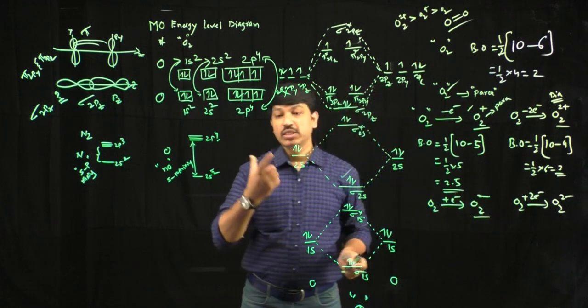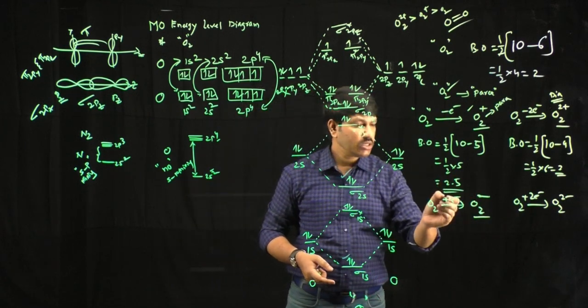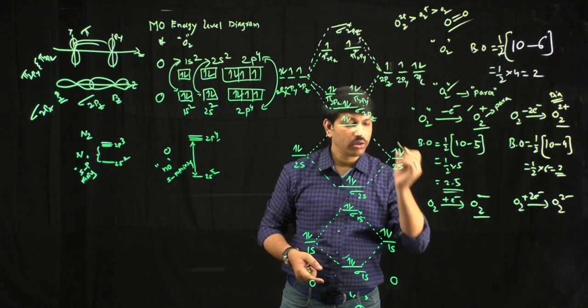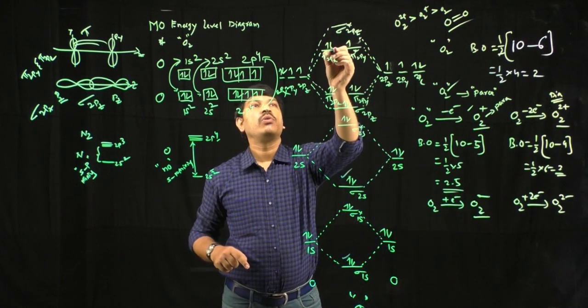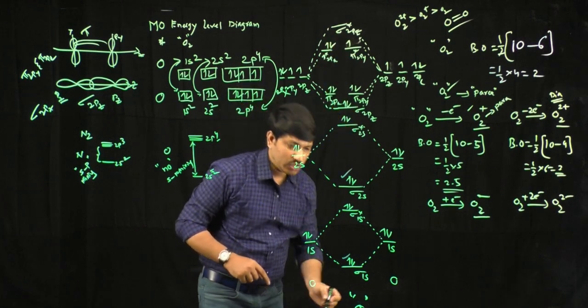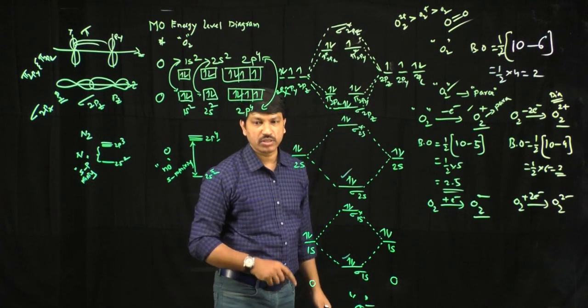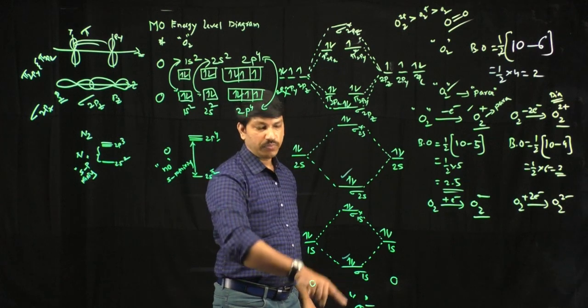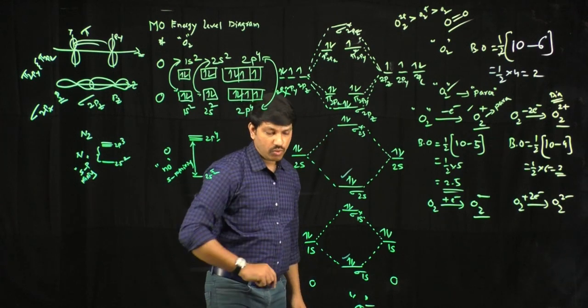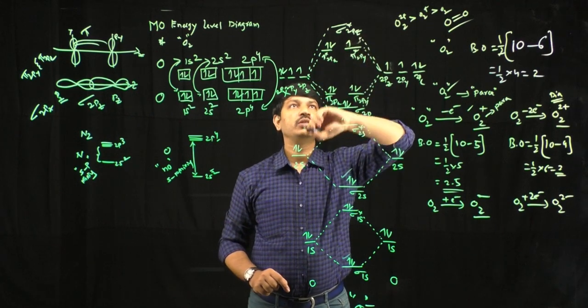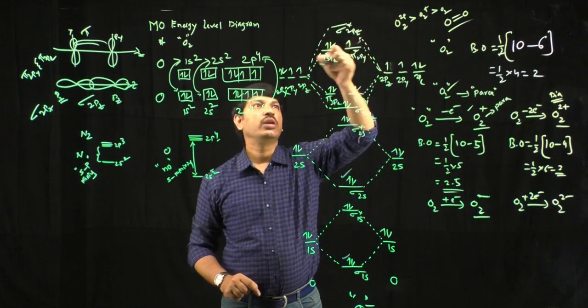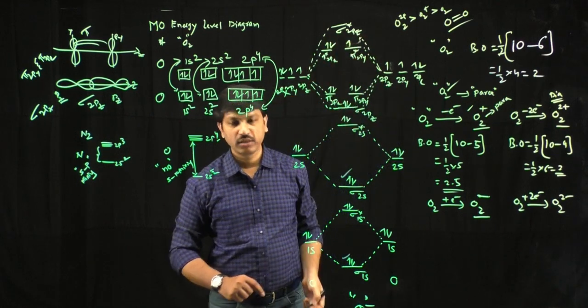O2 minus. O2 minus means we have to add one more electron to the O2 molecule. So that means we have to add one more electron here. That is actually O2 minus. So now this is the MO energy diagram of O2 minus. In this case, you can see how many antibonding electrons there are.